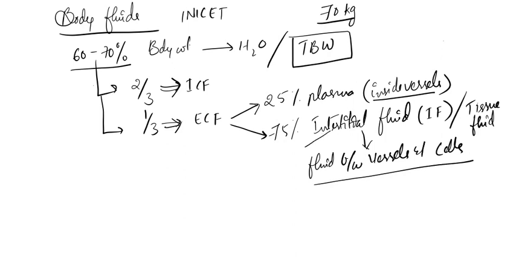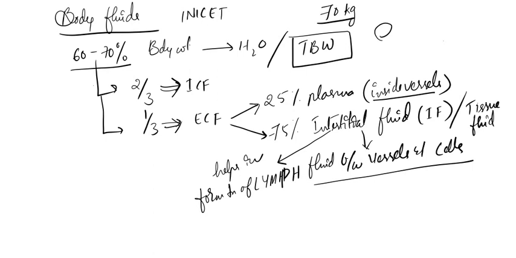Now what is the function of interstitial fluid? Interstitial fluid helps in formation of lymph. That's why if there is an infection in the cells, it gets transferred into the interstitial fluid. From interstitial fluid, it gets transferred into the vessel. So simply it can get transferred into the vessel.